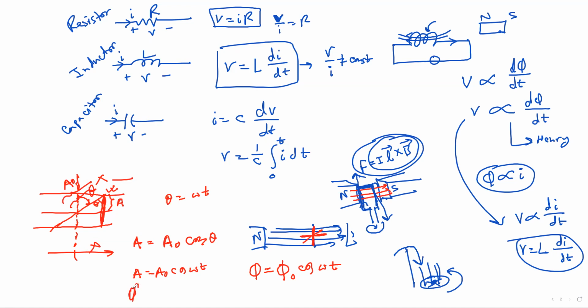So phi, which has the expression A times B, where B is the magnetic field, should be something like A naught B cos omega t. Consider this A naught B to be the max value of phi to get an expression like phi naught cos omega t. So basically what we do while producing electricity is reverse this principle.